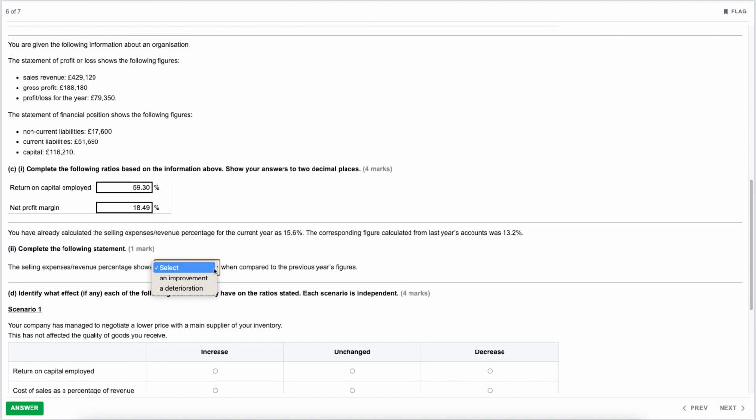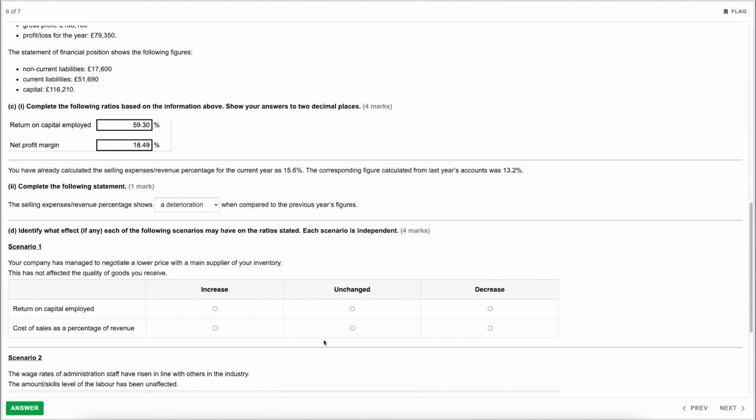Well, if the selling expenses over revenue percentage has gone up from the previous year, because in the previous year it's 13.2, it's now 15.6, that would be a bad thing. What we're saying is our expenses is now a higher percentage of our overall revenue figure, which is bad. Obviously, we want to keep our expenses as low as possible, and hopefully that would increase profit. So it's actually deteriorated throughout the year.